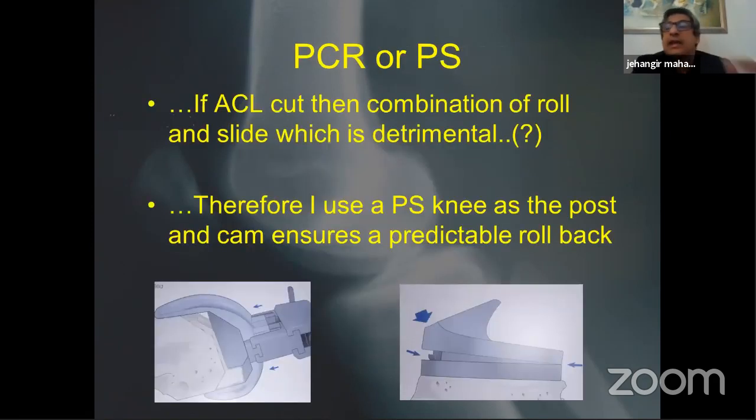Now, in every knee we cut the ACL. We agree that's what we do. So if we cut the ACL, then we have to accept that at least in kinematic studies or in the lab, when we are looking at pictures of people deep flexing, there will be a combination of roll, but there unfortunately may be a degree of slide, which at the basic science level may be detrimental. I'm putting it in brackets because it's not proved out at all. But therefore a PS knee has a post and cam, and the word which is correct to use is a predictable rollback. All right, so you have a predictable rollback, and the insert will be conforming.